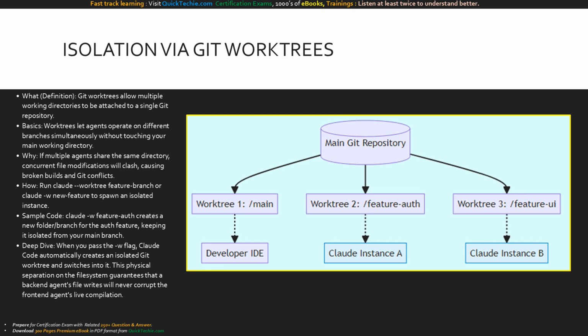This architecture diagram maps out physical isolation. At the top sits your main Git repository. It branches out into distinct physical directories: your main worktree where your IDE lives, worktree 2 for the auth feature, and worktree 3 for the UI feature. Claude Instance A and Claude Instance B operate entirely within their respective blue sandboxes. They can compile, test, and break code locally without ever impacting each other or your main environment.